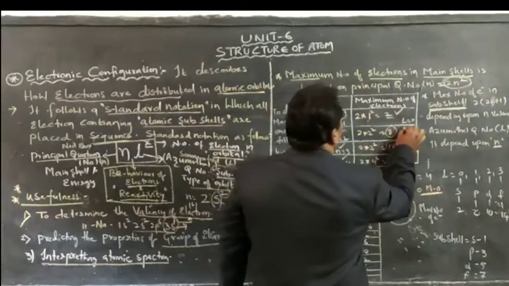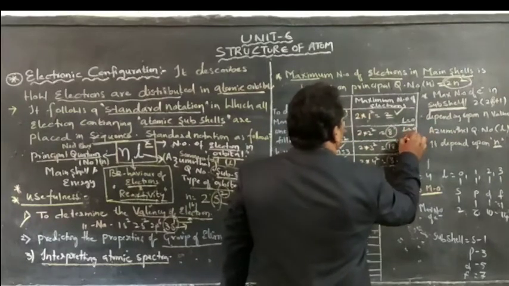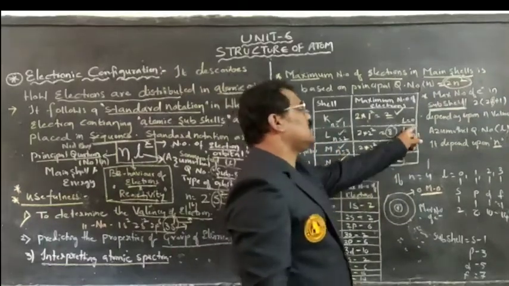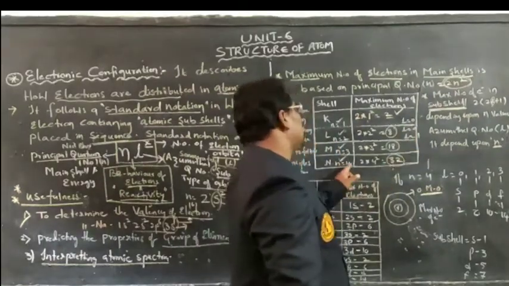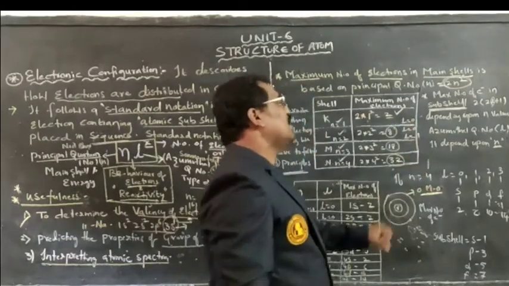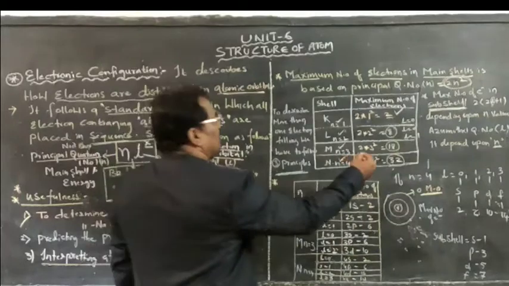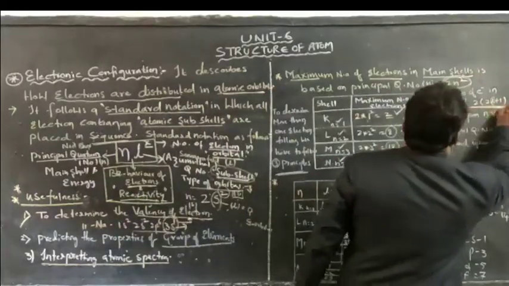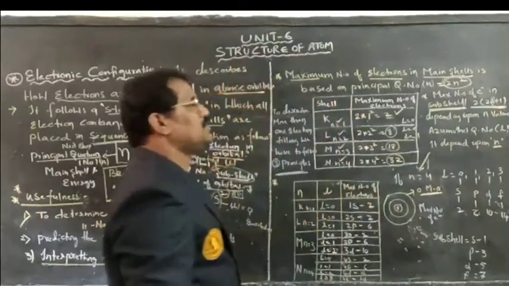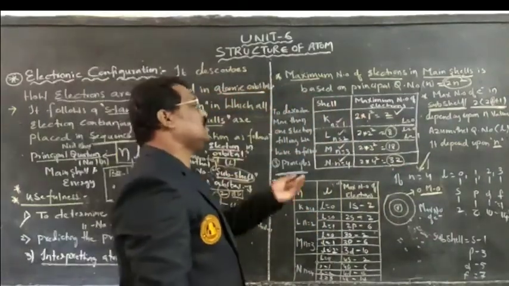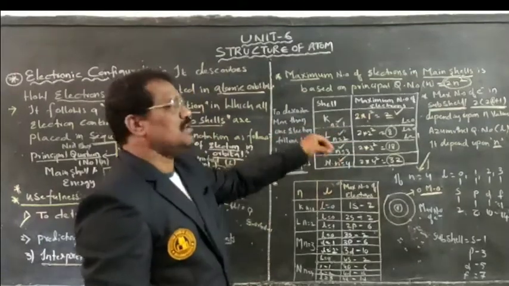If n is equal to 2, l is equal to 0 and 1. If n is equal to 3, l is equal to 0, 1, 2. If n is equal to 4, l is equal to 0, 1, 2, 3, and so on. Depending upon the n value, the maximum number of electrons will be based upon the formula 2 into (2l plus 1). Based upon that formula, we can accommodate electrons into subshells.